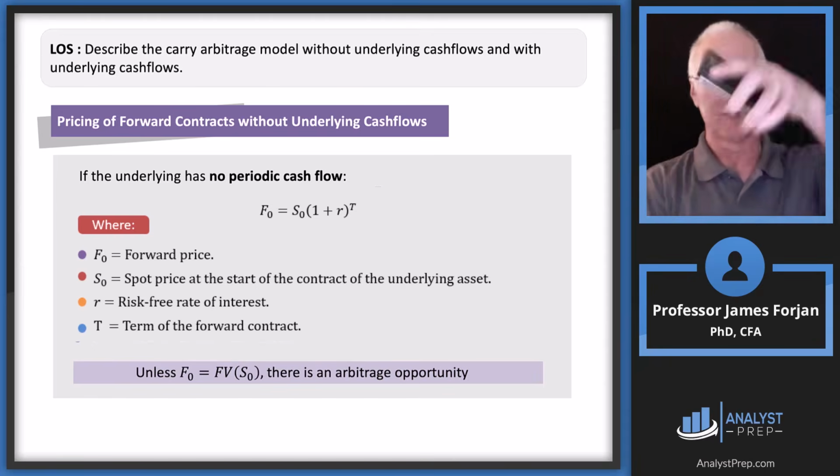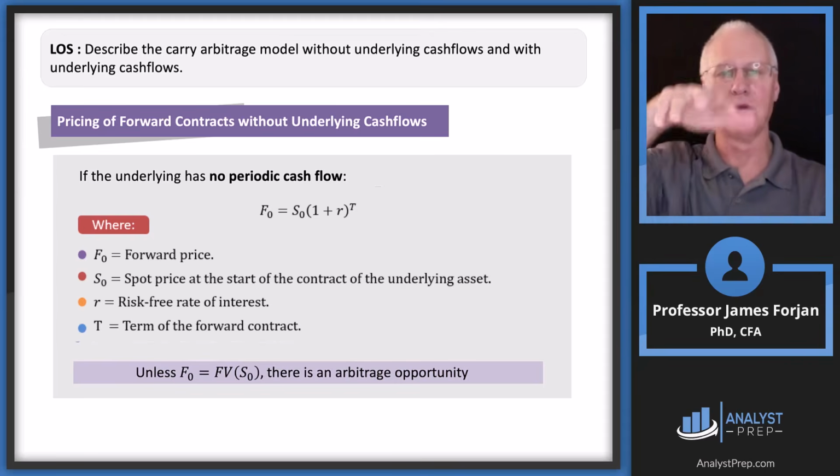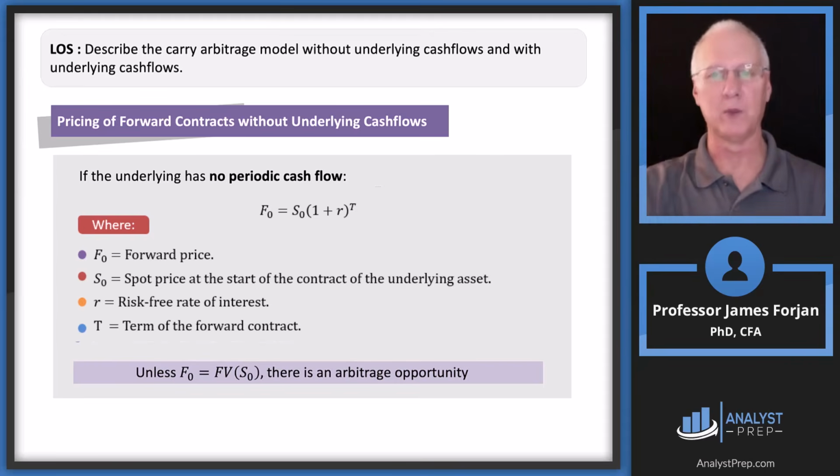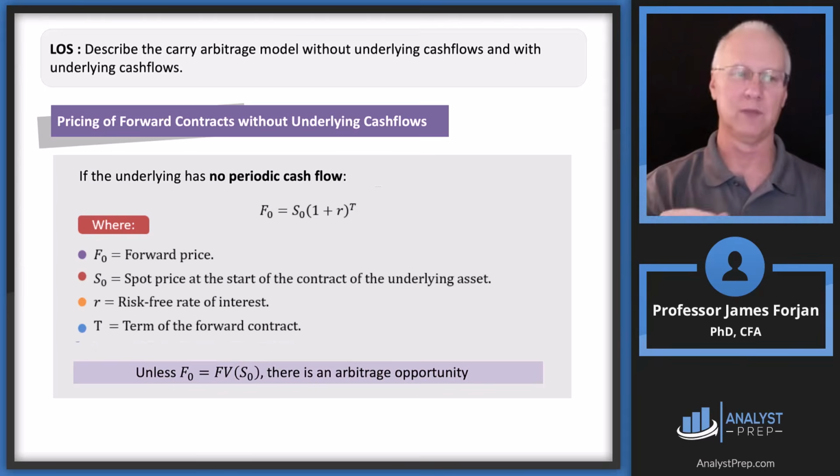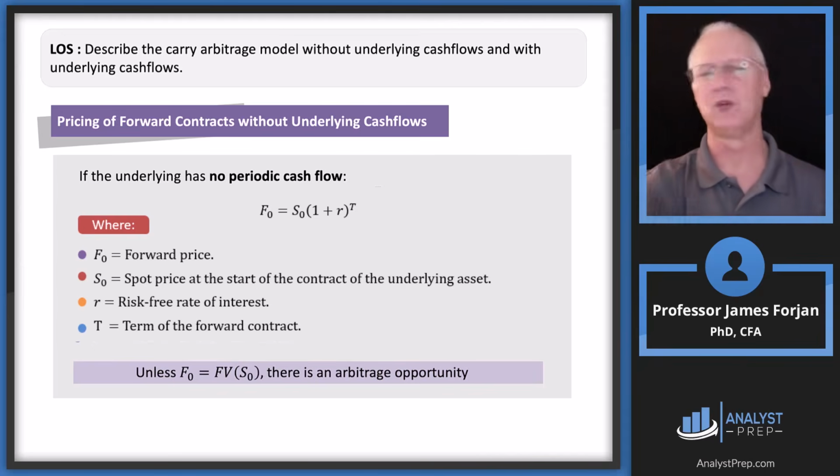Well, I want you to just flip that upside down. If we're trying to come up with a forward price, we're not interested in present value, we're interested in future value. So look at this formula here. This is the most super simple formula that you can come up with. The forward price is equal to the spot price compounded out into the future: 1 plus the risk-free rate of interest raised to the t power.